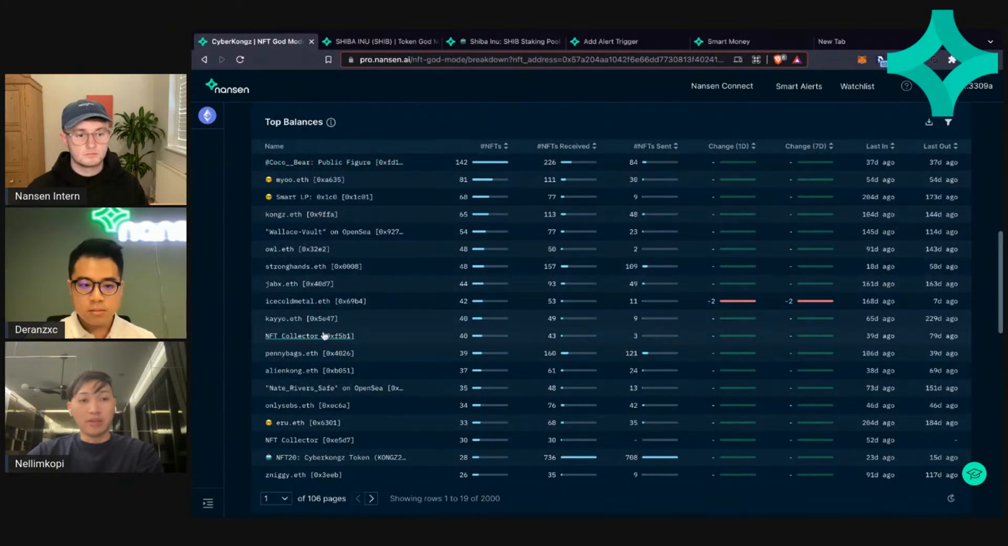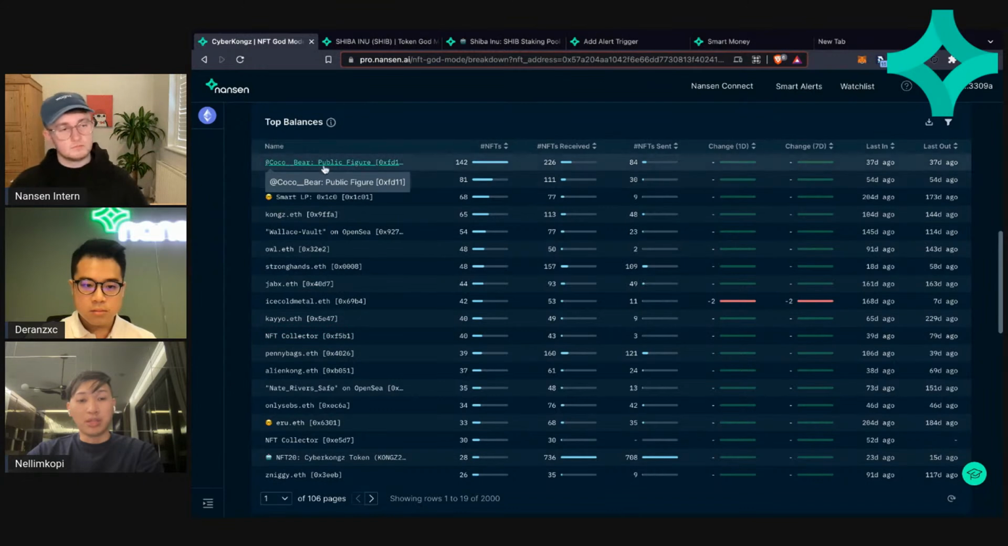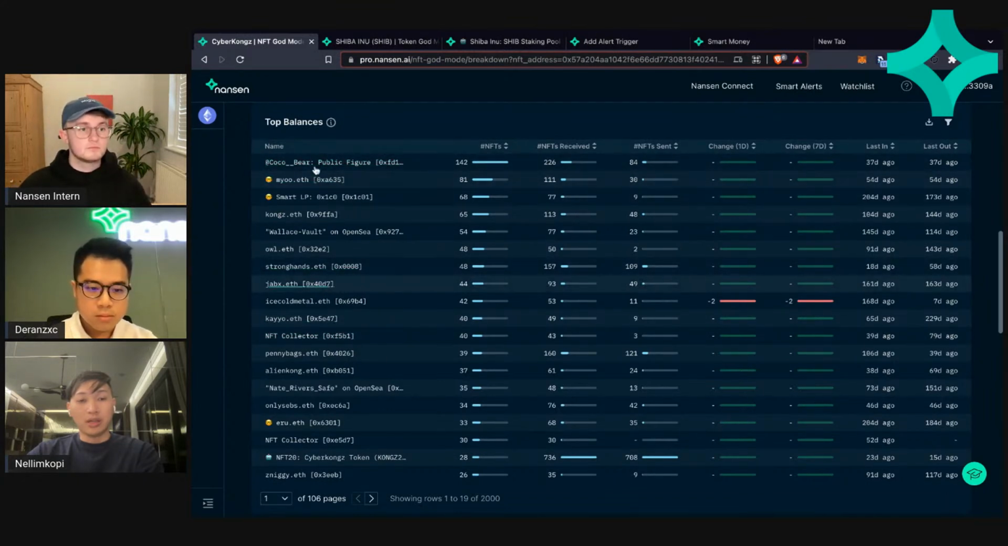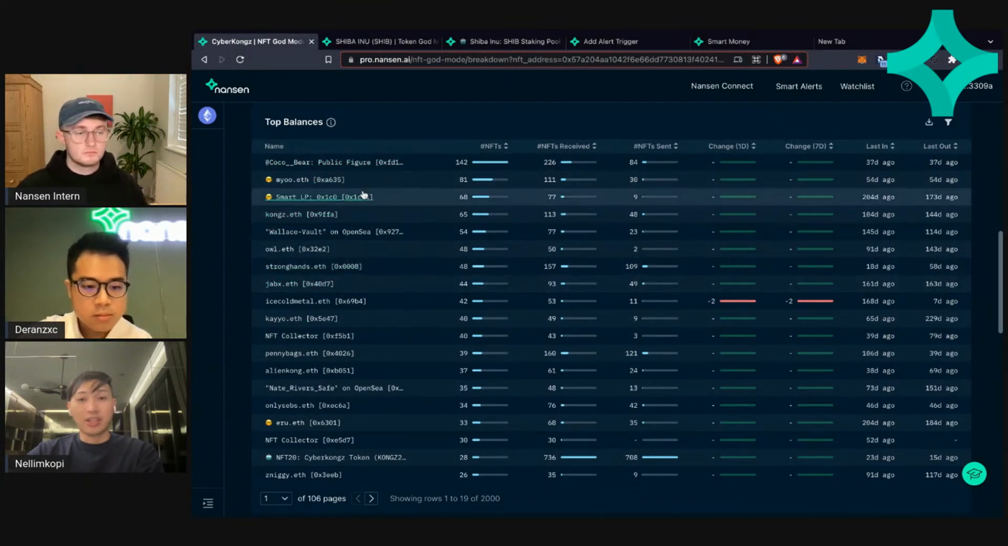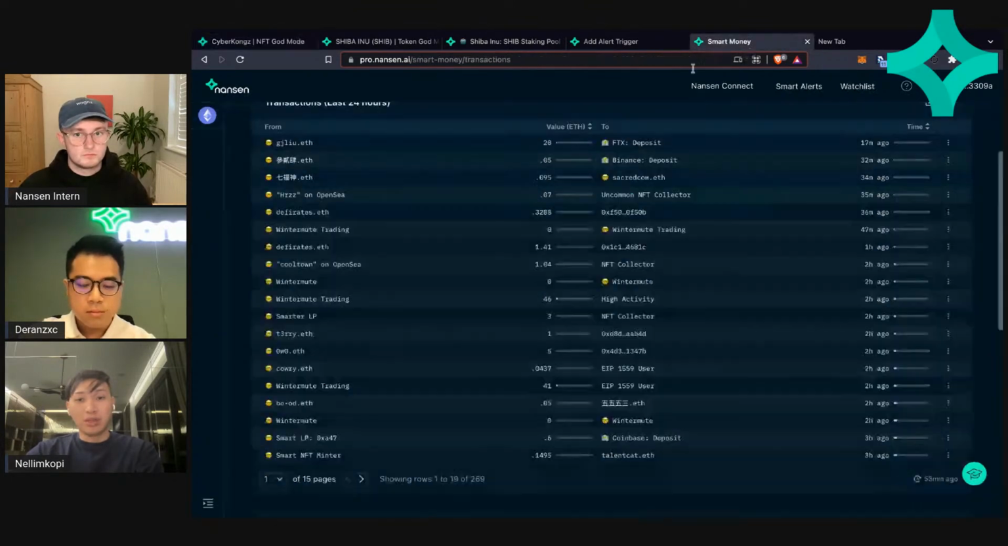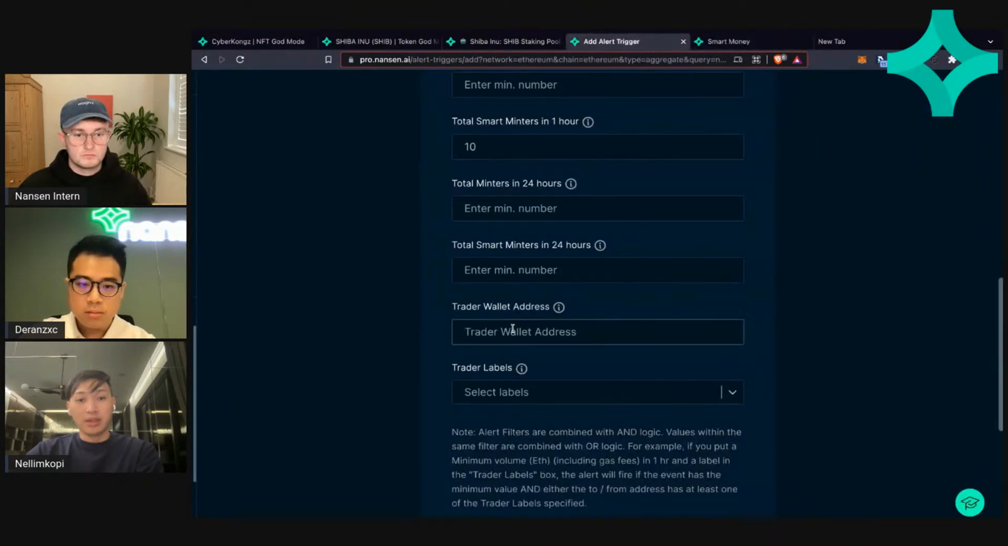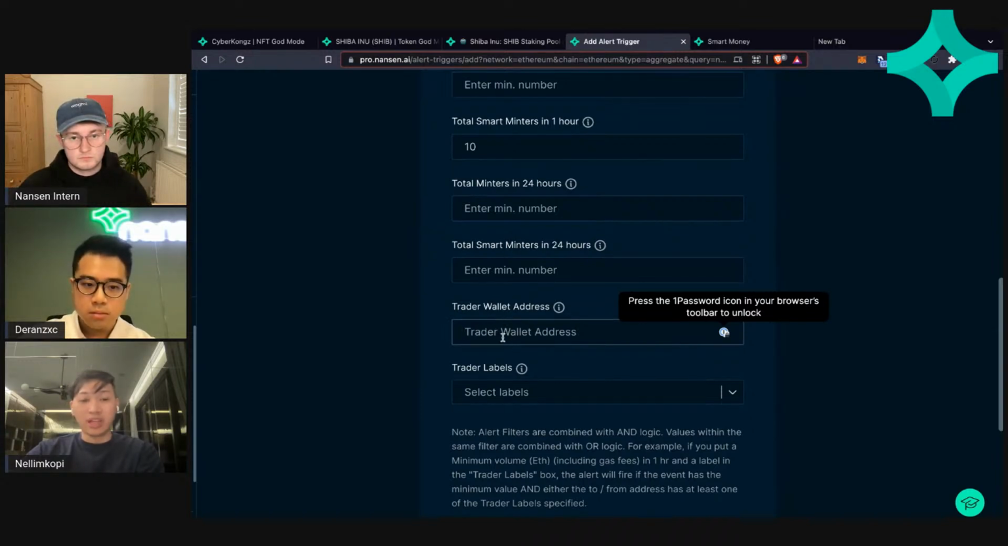So that's where you really identify, hey, who are the people that are holding a huge chunk of a particular wallet for a particular NFT collection, right? You can then plug them into your smart alert and say, hey, I only want to look at minters or traders for this particular group of addresses. Then it sort of streamlines your work process, right?